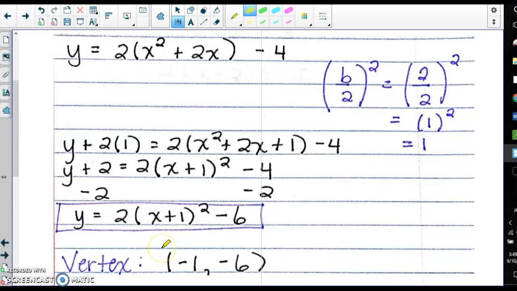Our vertex would be negative 1, negative 6. Notice again that the sign changed when you write the vertex. So x plus 1 means that the vertex was at a negative 1, and then the minus 6 says negative 6.